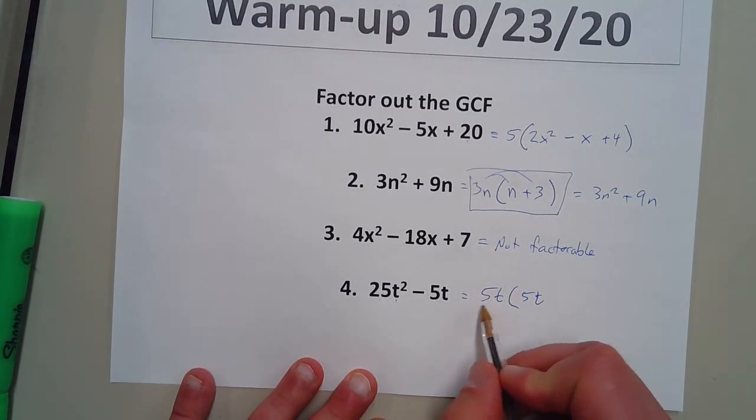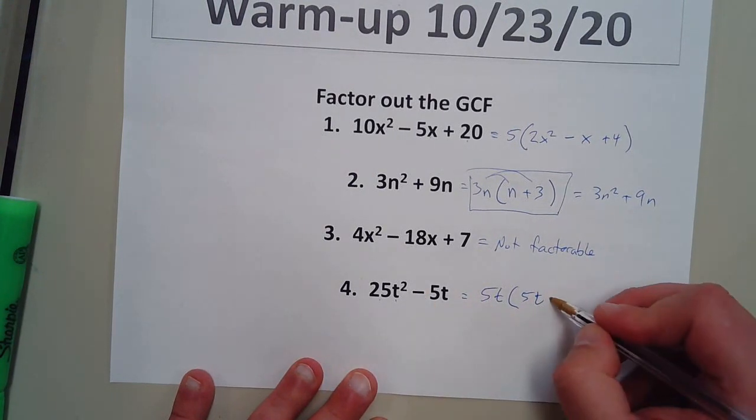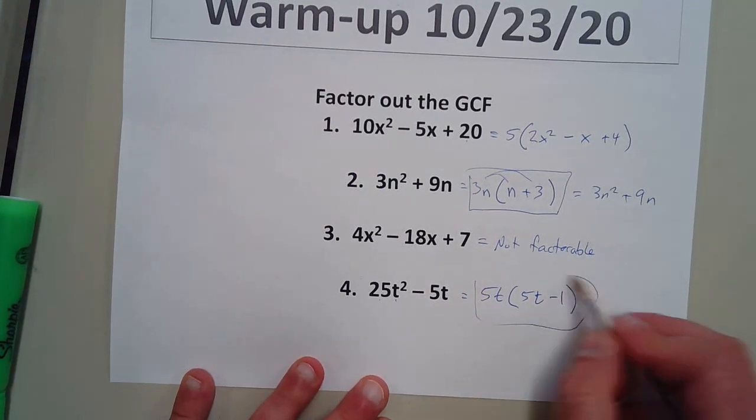All right. Now here, if you take 5t and you divide it by 5t, you're just going to be left with 1. Now in this case, it is a negative 1. And so there we go. That's going to be our answer.